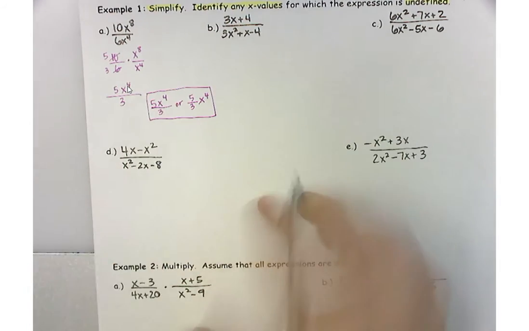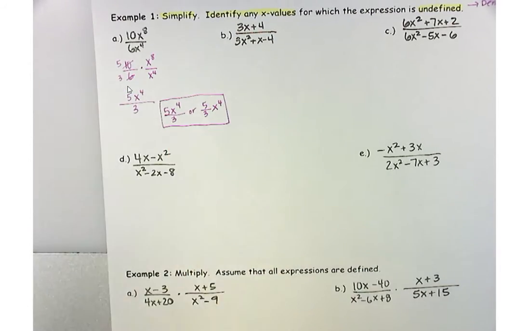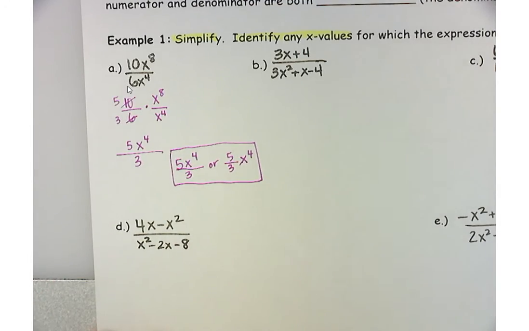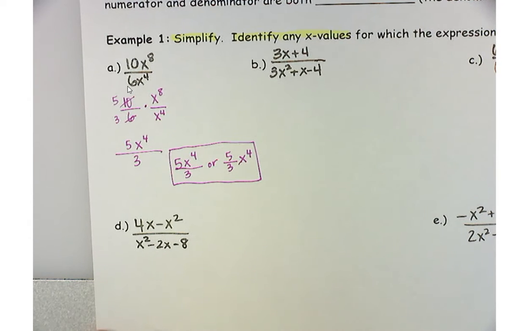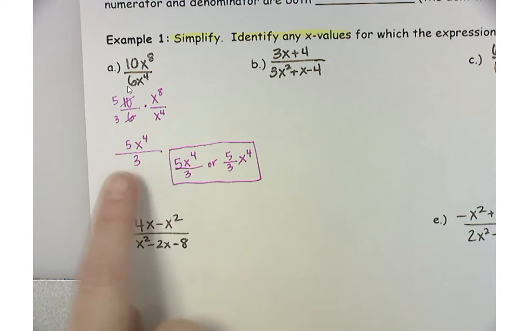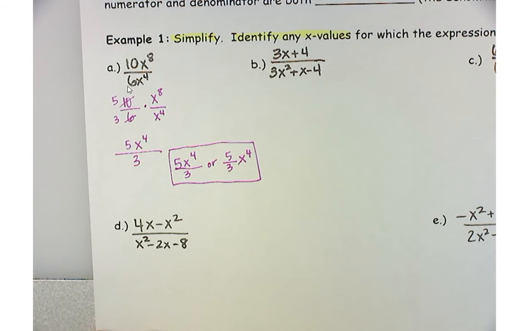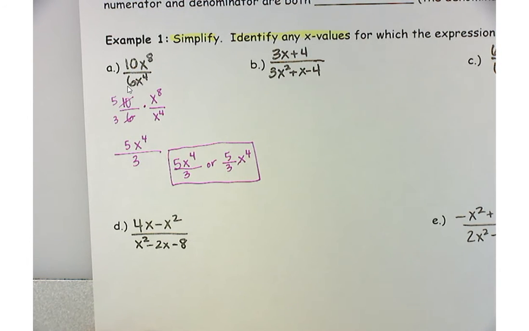When would you write the x to the 4th in the denominator? Guys, be up here with me, no matter what grade you're in. When would x to the 4th have to be in the denominator instead of on the top? Yeah, Lauren, do you know?